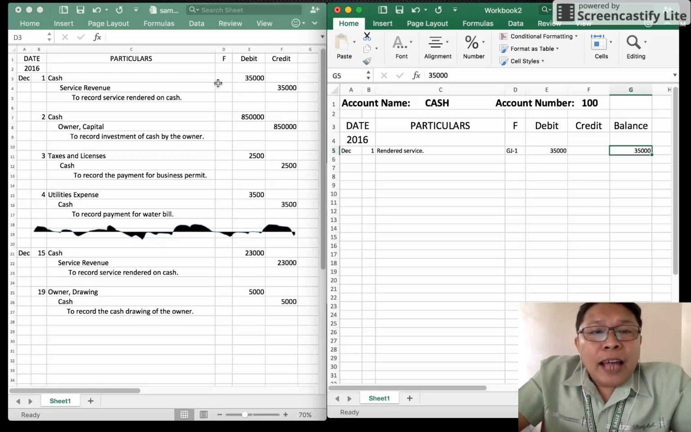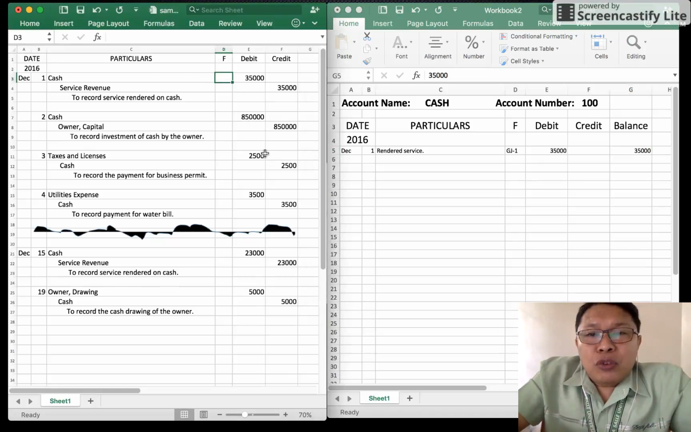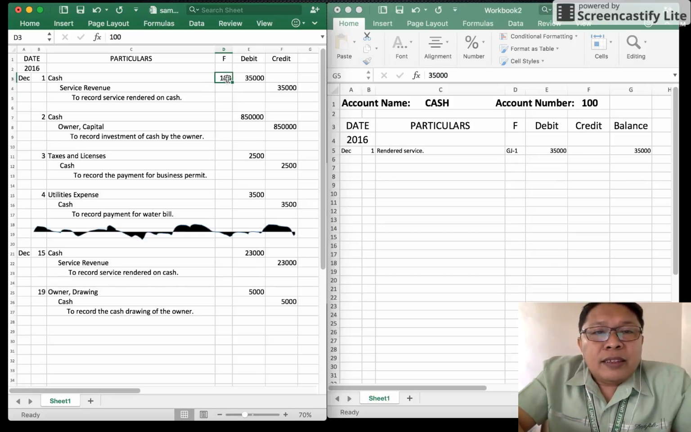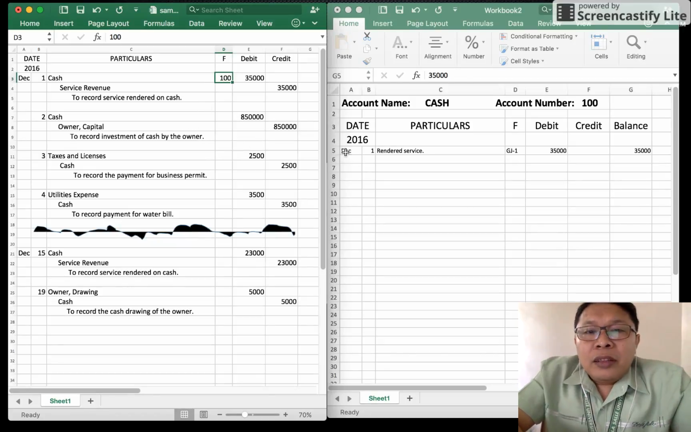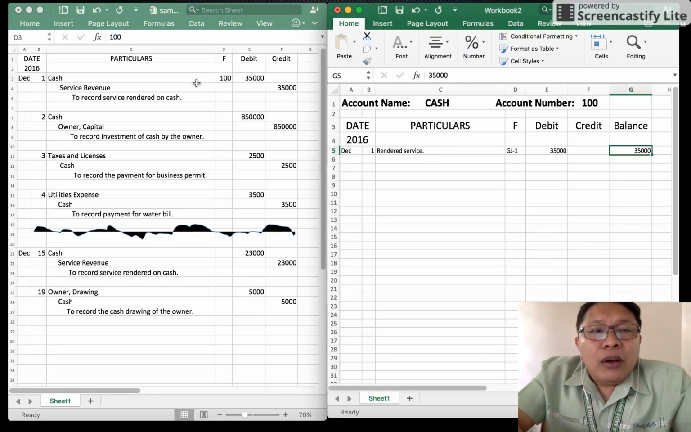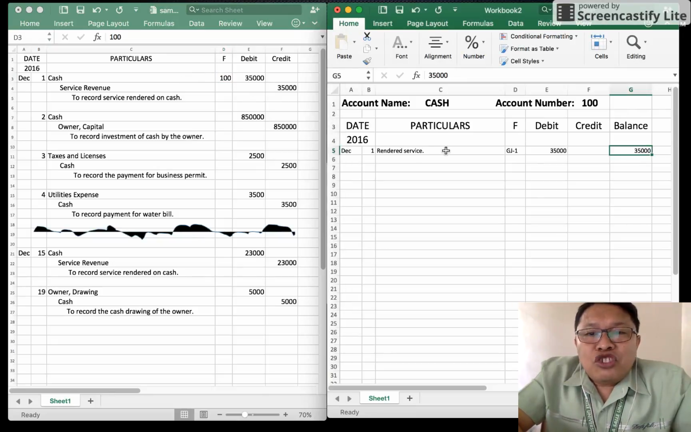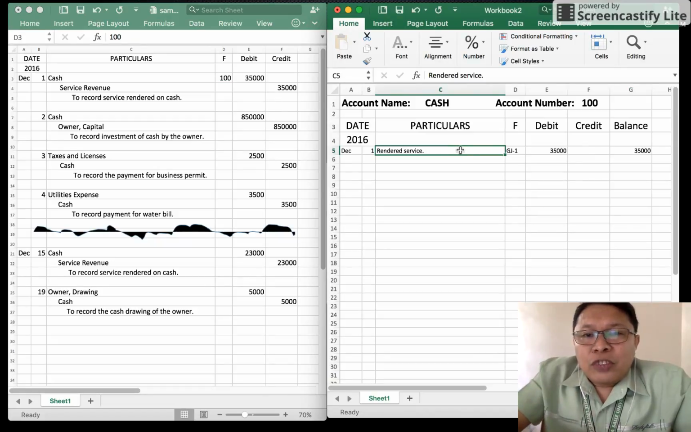Now, we'll go back to our general journal entry and we have to write under the folio of reference or the post reference the account number 100. It means that when this 100 is written in the folio of reference in the general journal, then that entry has already been posted to your general ledger. So that's why it is written here already.